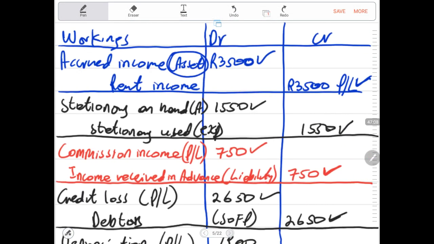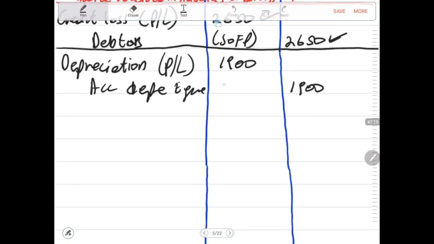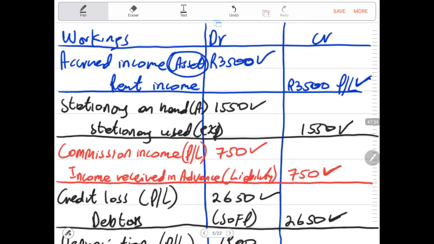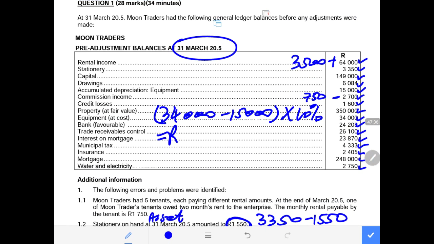The entry on the credit side, where do we record it? In the statement of financial position, under property, plant and equipment, it will be negative, decreasing our property, plant and equipment. So let's go there and say under property, plant and equipment minus 1,900 rands. And I think this is the last entry to be accounted for. So I've recorded also this adjustment.